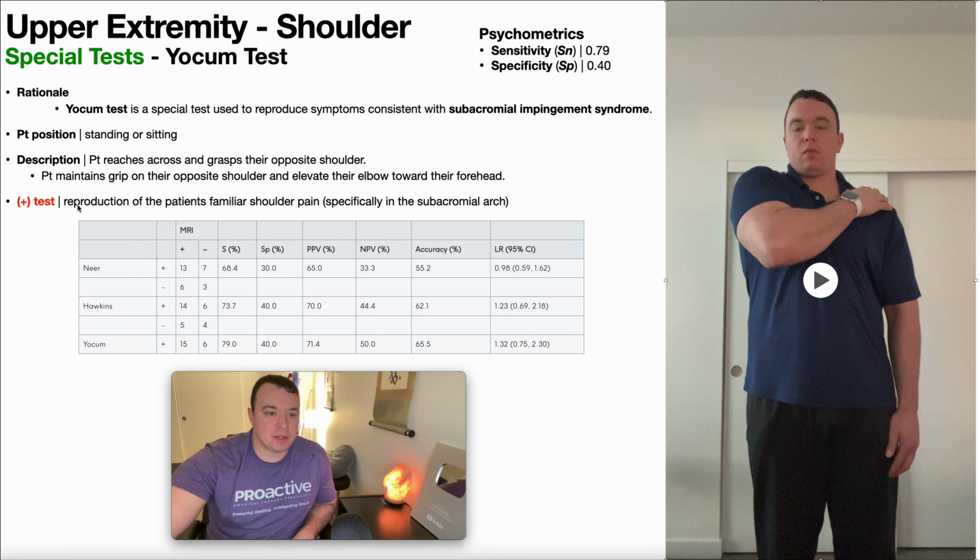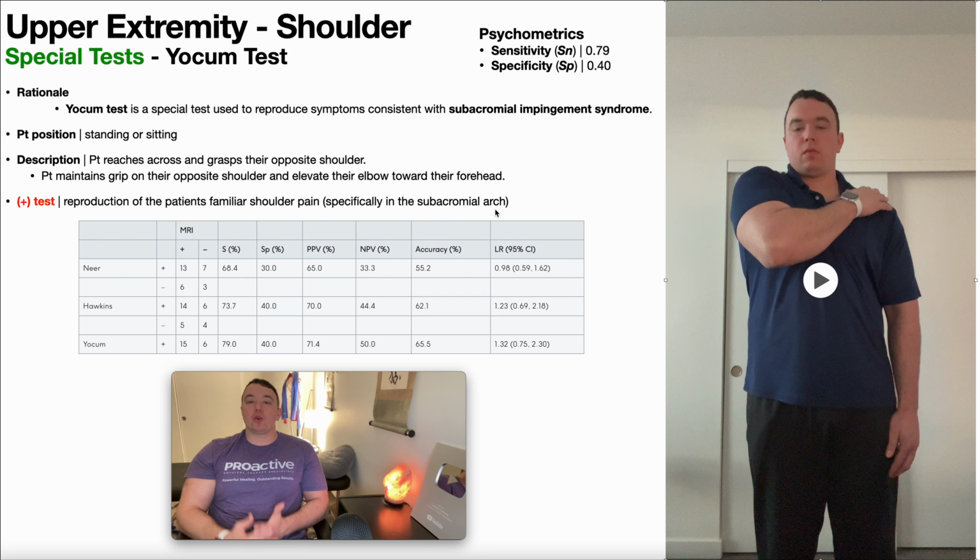Well, a positive test is reproduction of the patient's familiar shoulder pain, specifically in the subacromial arch. Now, Yocum's test is a test for subacromial impingement syndrome, not for a rotator cuff tear. So, yes, reproduction of the patient's familiar shoulder pain. But what's really important here to help differentiate impingement syndrome versus a rotator cuff tear is the exact location of the pain. And this is where really talking to the patient and palpating becomes extremely important.